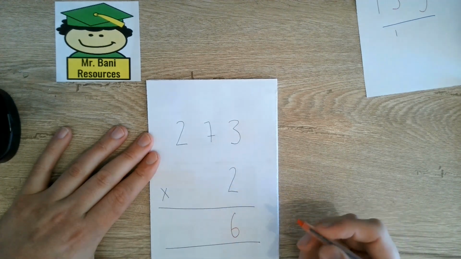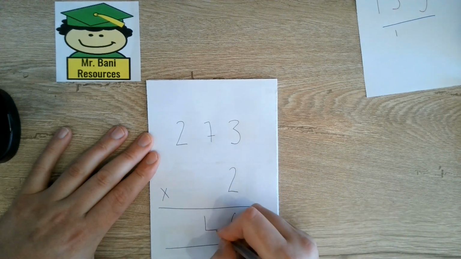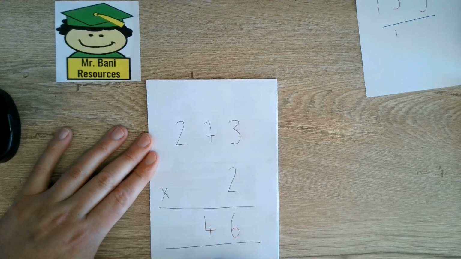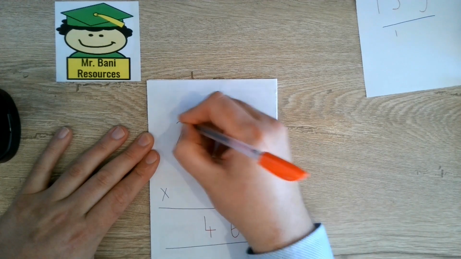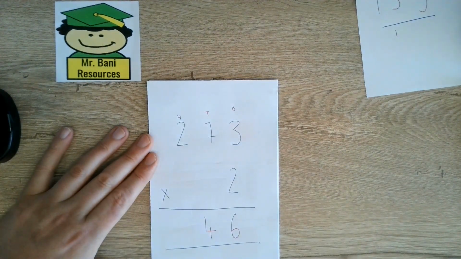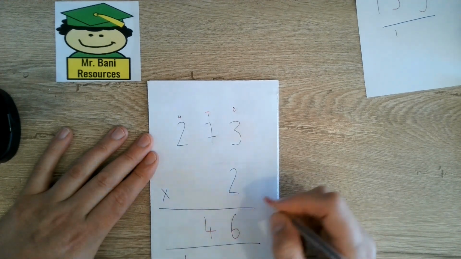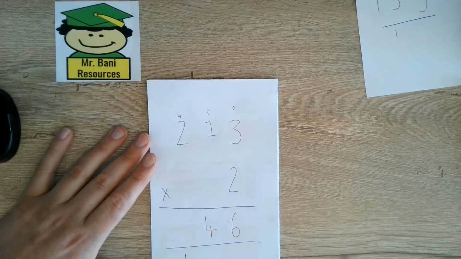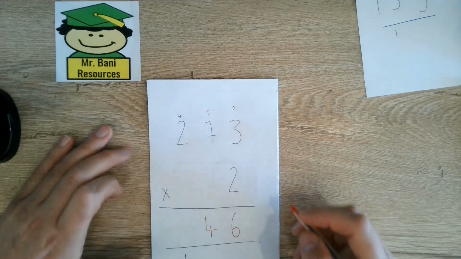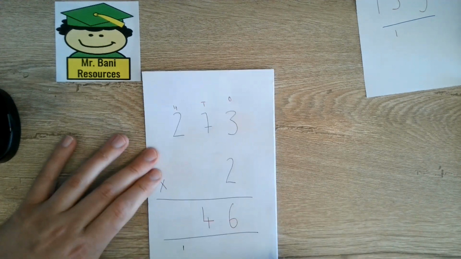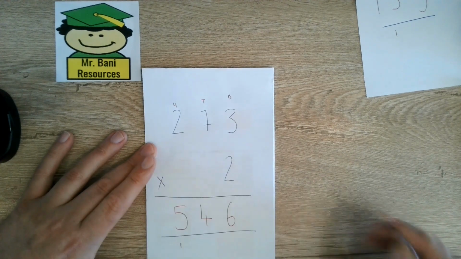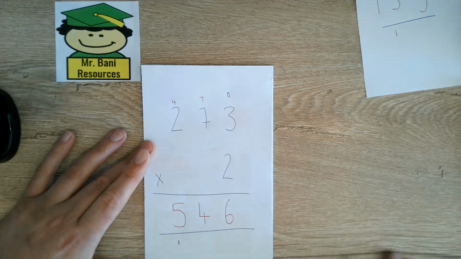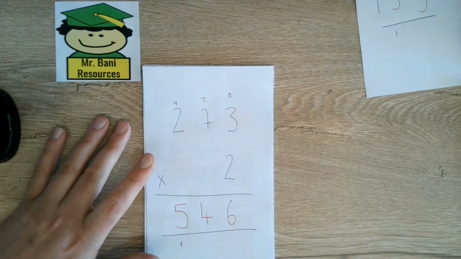14. Do I need to carry? Yes, because it's got a 10 in the number. My 4 goes here. My 1 goes where? Under the ones, tens, or hundreds? Under the hundreds. Good boy. What is 2 times 2? 4. Add 1, Sultan. 2 times 2, add 1. Well done. 546. Are you happy? Yes.